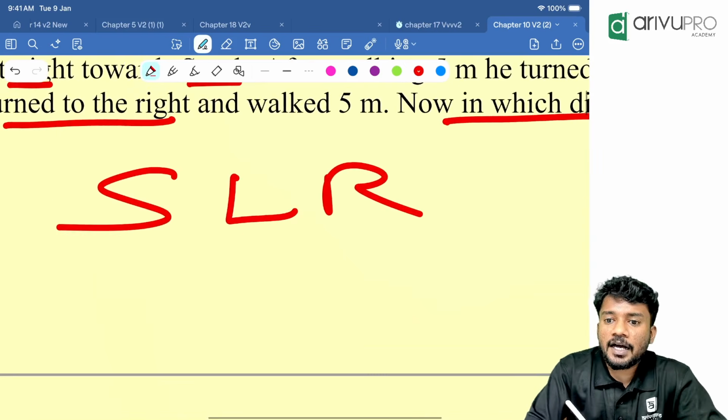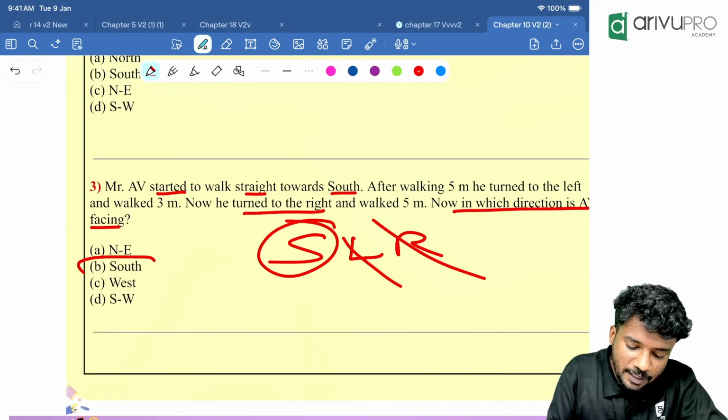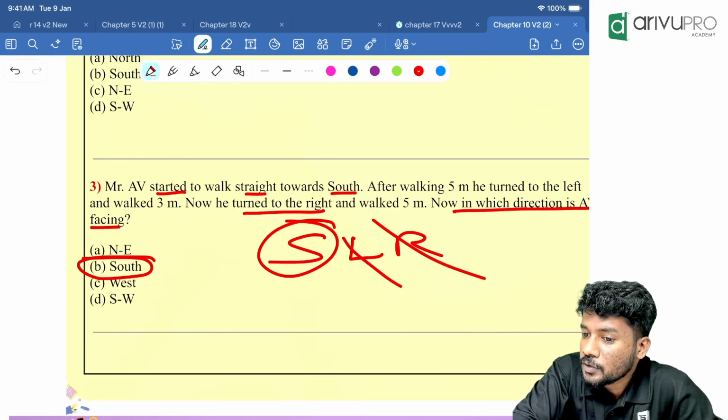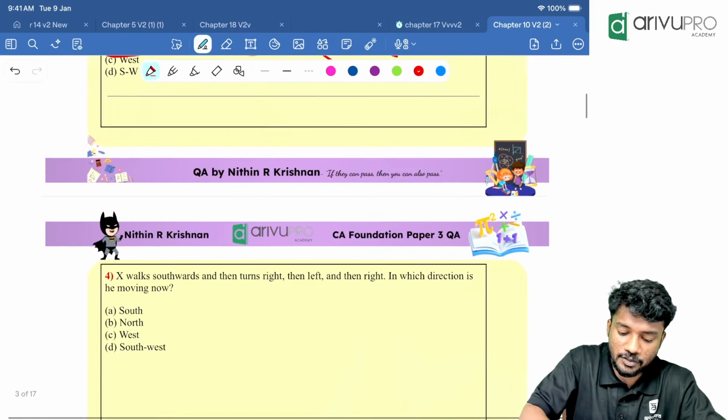People, left and right cancel out. What is remaining? South is remaining. Answer is what? Option B, south. Within 5 seconds you will get the answer. Okay, next question I will ask you people.